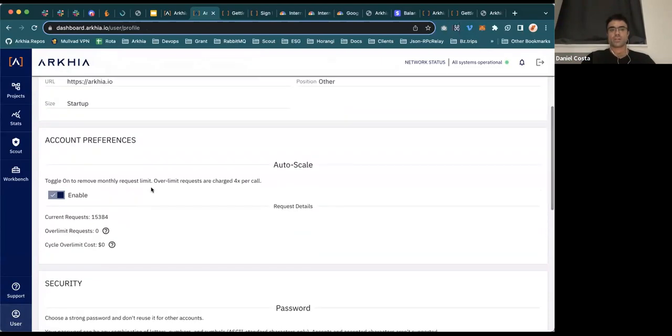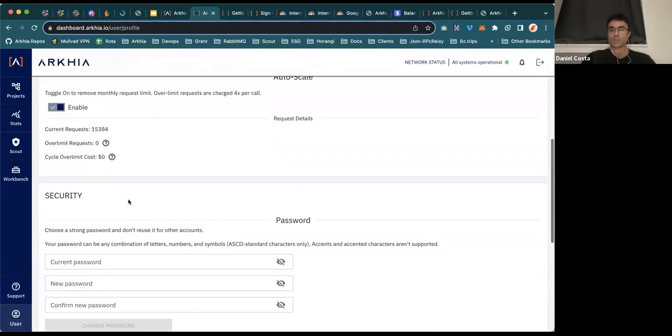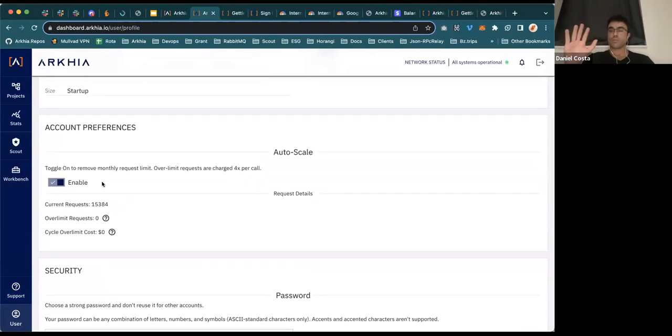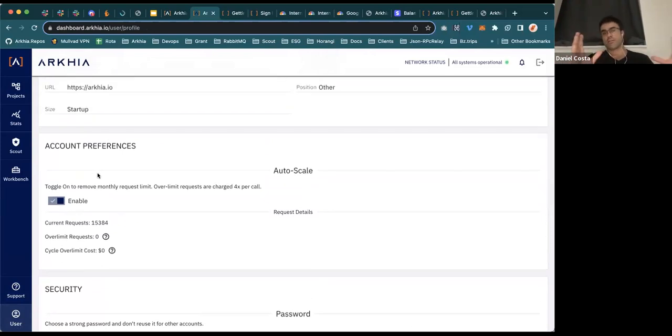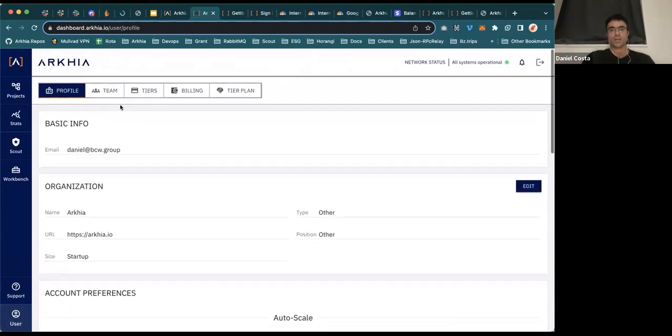Very interesting and took a bit of work, but we do have auto scale, which is quite nice. Auto scale means if you go above your requests, no problem. We allow you to go above if you're having a great month. Usually we have dedicated bandwidth, a dedicated tier, but no problem. You enable auto scale, and we just get an overusage for the requests that you do.